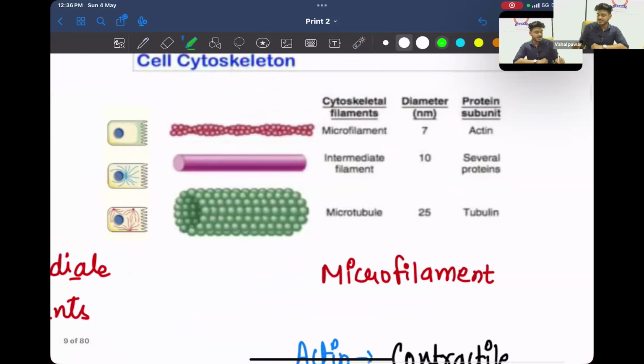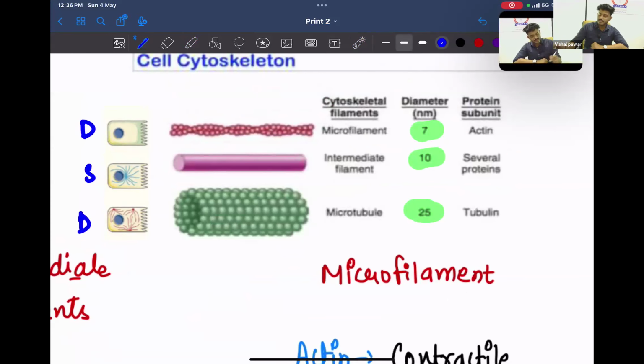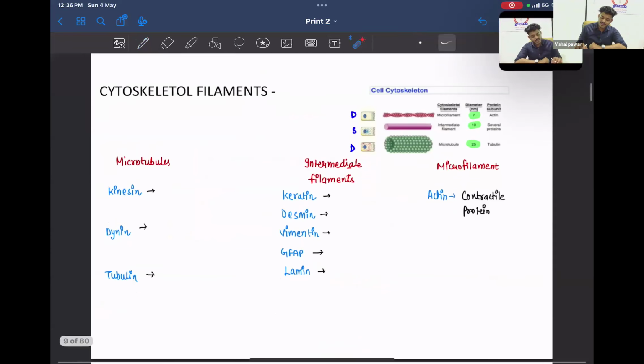They are divided on the basis of diameter. We can have the diameter like 25 here, 7 here, and 10 here. Intermediate filaments, you can remember, are going to be static. They will not change their shape or size. Whereas both of them, microfilament and microtubules, are going to be dynamic. One is tube, one is filament. How you can remember: tube is going to be bigger. So we are having these microtubules.